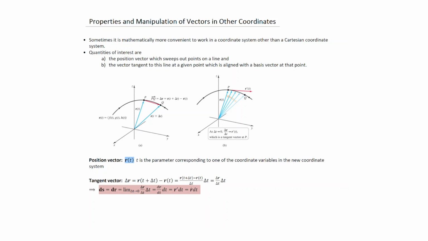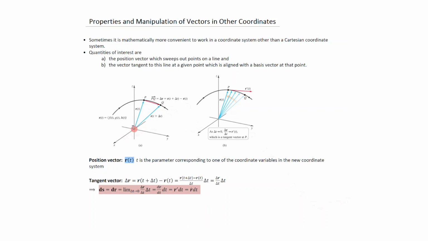So the quantity of interest in setting up the problem is the position vector, which sweeps out a point on a line. For instance, the vector in blue is a position vector. And this position vector is evolving with t, which could be time, but it could also be just a parameterization variable. So this is the position vector at t, and this is the position vector at t plus delta t. This diagram on the right shows a finer detail. There are small steps showing how the tip of this position vector traces out a particular contour.